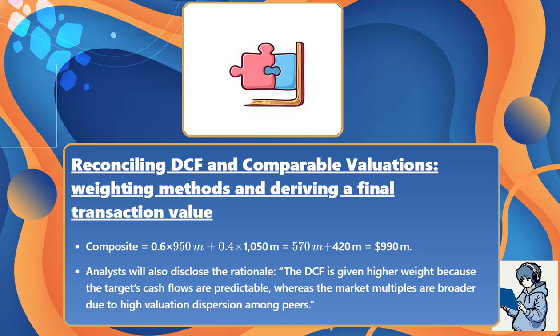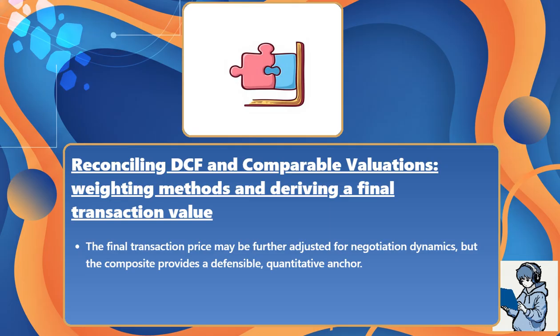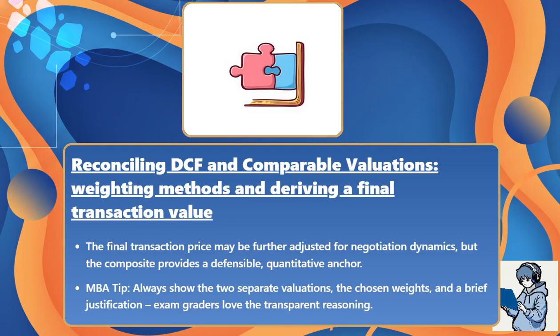Analysts will also disclose the rationale. The DCF is given higher weight because the target's cash flows are predictable, whereas the market multiples are broader due to high valuation dispersion among peers. The final transaction price may be further adjusted for negotiation dynamics, but the composite provides a defensible quantitative anchor. MBA tip: always show the two separate valuations, the chosen weights, and a brief justification. Exam graders love the transparent reasoning.